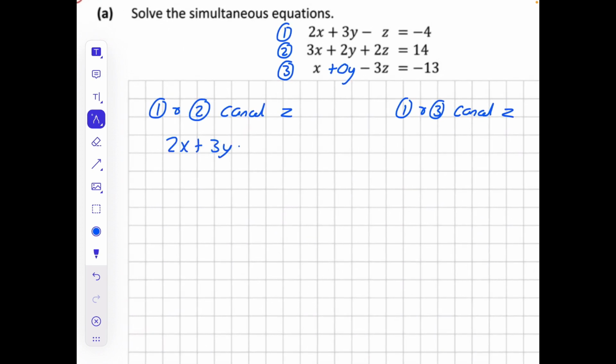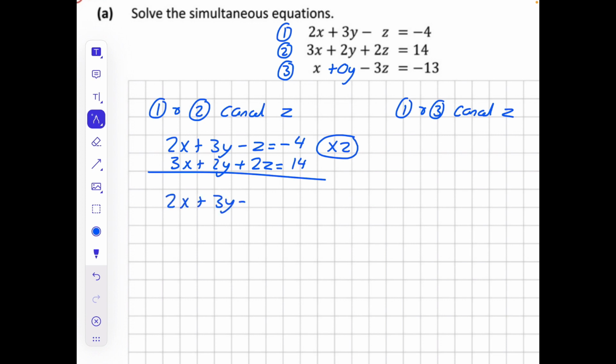So 2x plus 3y minus z is equal to minus 4. And 3x plus 2y plus 2z is equal to 14. To cancel z, you want to make that first line have minus 2z. So we're going to multiply the whole top line by 2. Oh, sorry. What did I forget to do there? To multiply the other terms by 2 as well. And we can leave the bottom line alone.